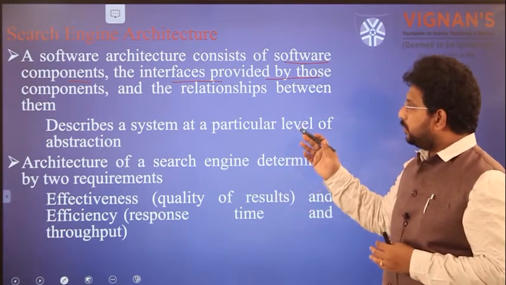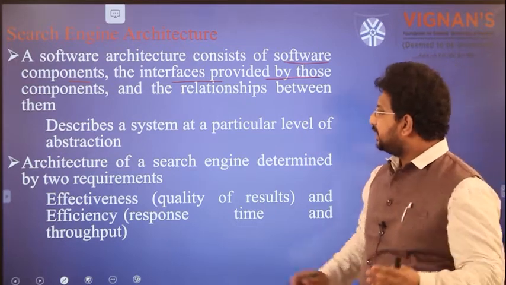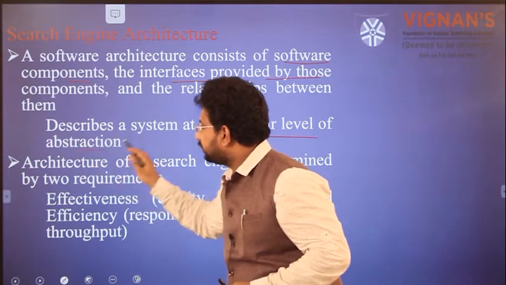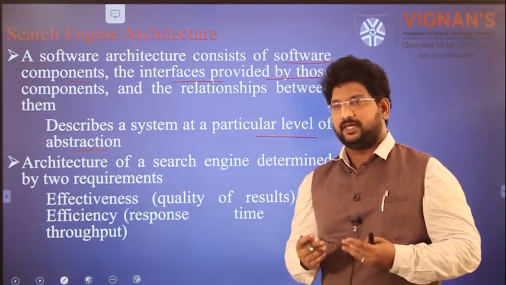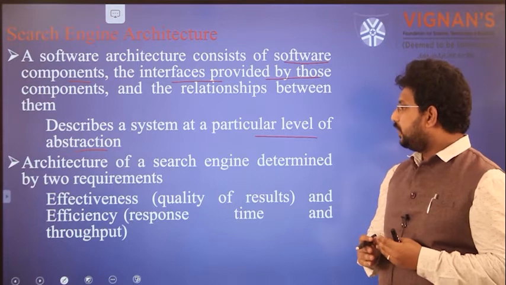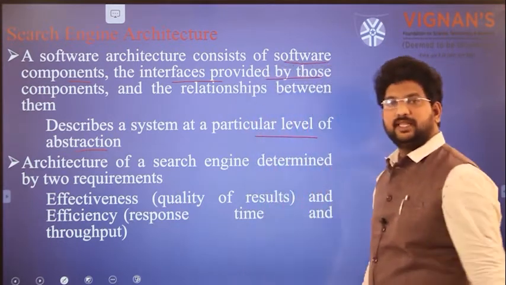Now, what the software architecture is generally going to give us is a description of the system at a particular level of abstraction. And as part of this architecture, we are going to determine two requirements.